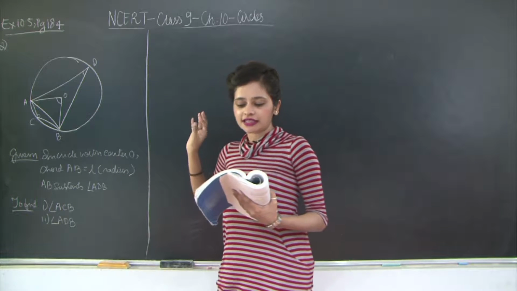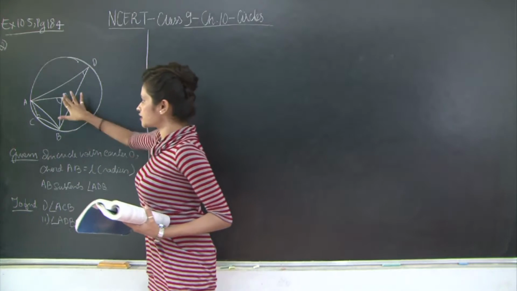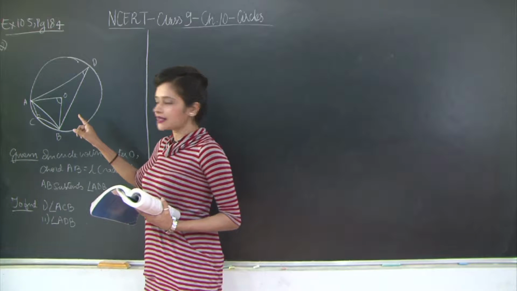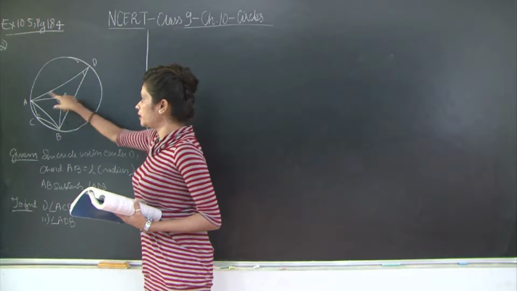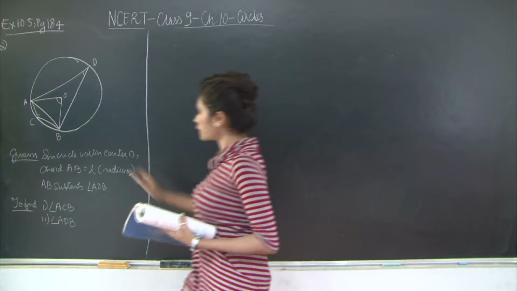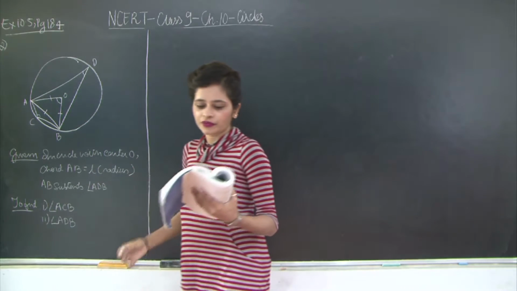A chord of a circle is equal to the radius of the circle. I have in this circle with center O, chord AB which is equal to the radius. So where are the radii? I have AO and BO. Correct? AO and BO is equal to AB. So let's mark this, AO is equal to AB which is equal to BO.